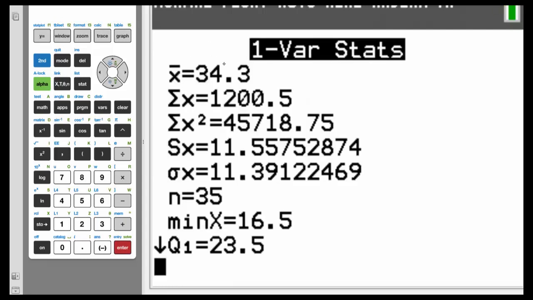So for us here, the mean is going to be 34 and 3/10. So let's put that on the paper and write an explanation of what it means in the context of the problem.